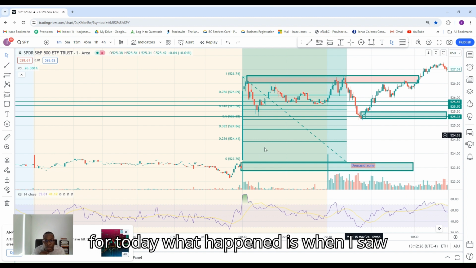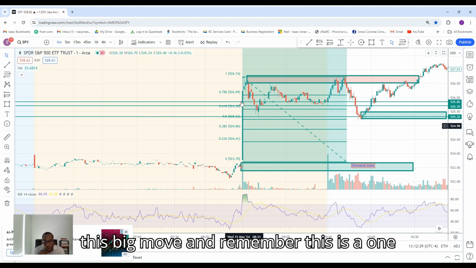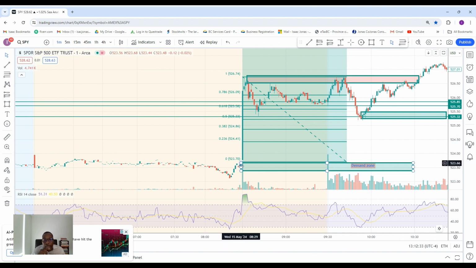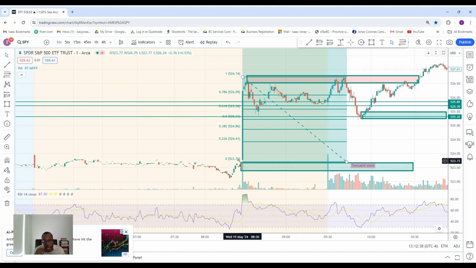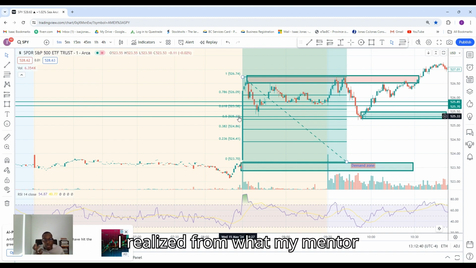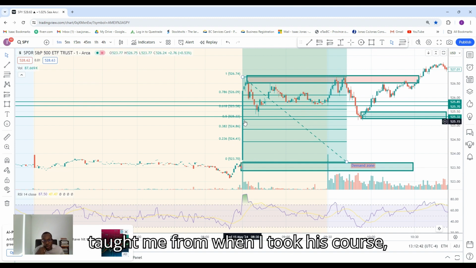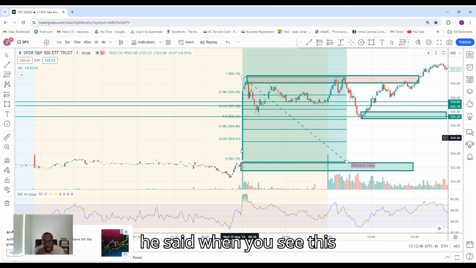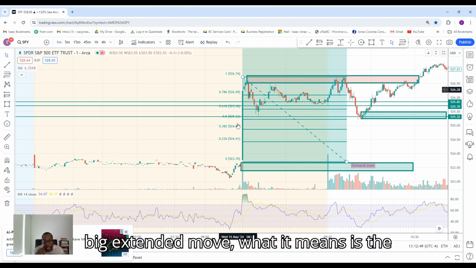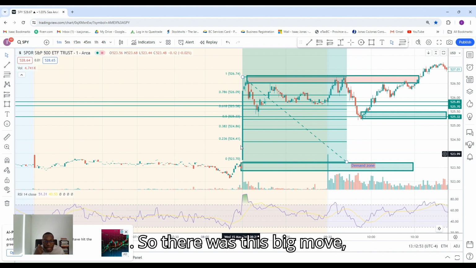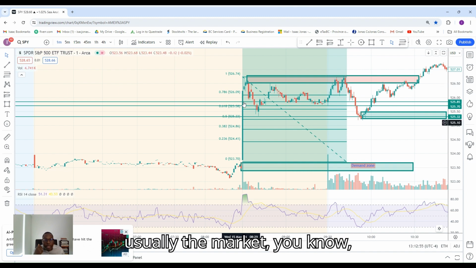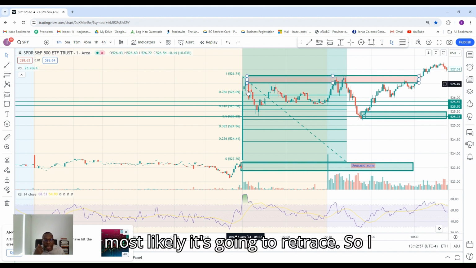So for today, what happened is when I saw this big move, and remember this is a 1 minute candle for SPY, the exchange traded fund, and I was trading the options, I realized from what my mentor taught me when I took his course. He said when you see this big extended move, it means the market usually doesn't like a gap. So there was this big move. Usually, the market most likely is going to retrace.